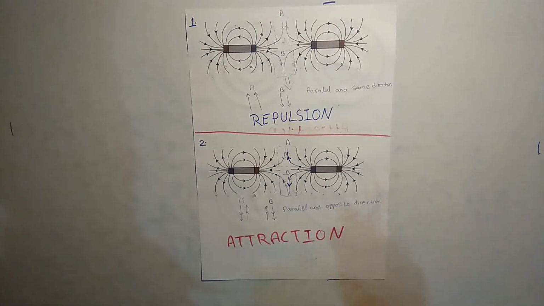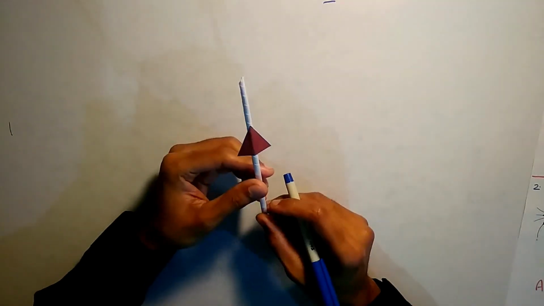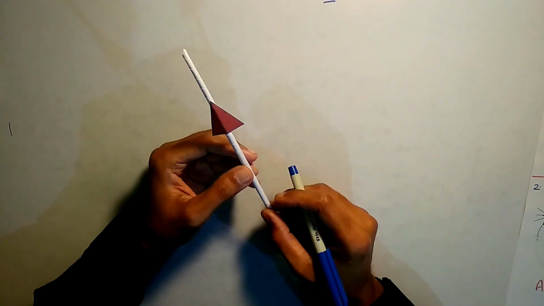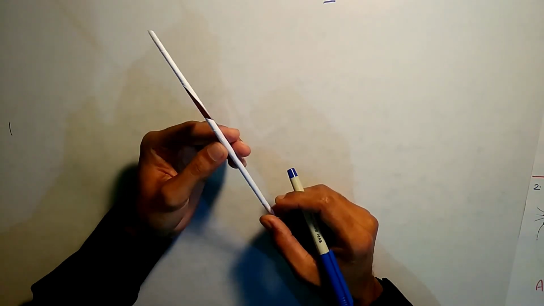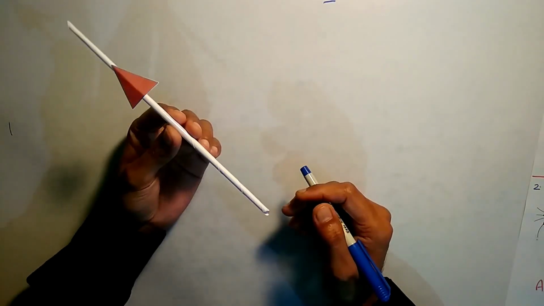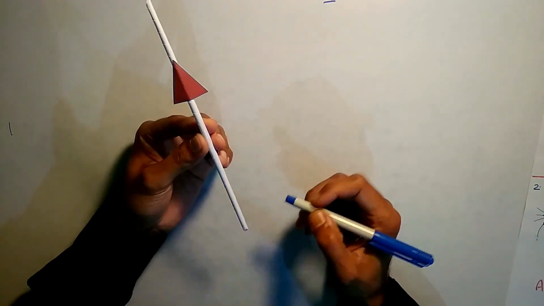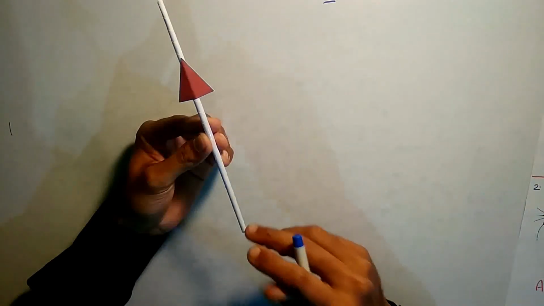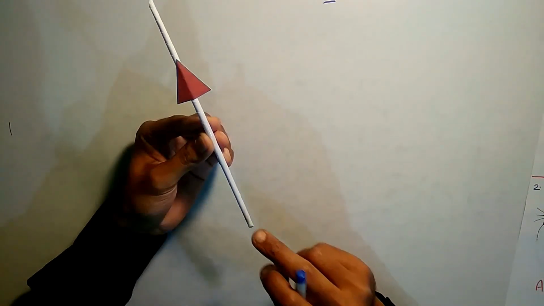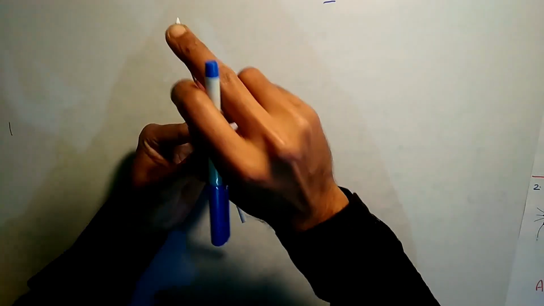Now, coming to the next topic, right hand thumb rule in current carrying conductor. What is it used for? Consider this rolled up paper as a current carrying conductor. The direction of current is shown by the arrow. That means the current is traveling from bottom to top.